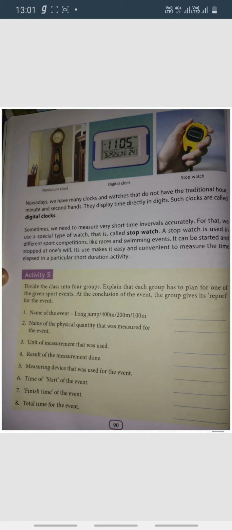Nowadays we are using various types of clocks. There is no need of a pendulum and no need of hands, second hands, hour hands, minute hands. We are using digital clocks in which digits show how much time it is. If it is 10:30 a.m., then 10:30 is written. If it is 2:30 p.m., then it might be written there 12:30. So these are digital clocks.